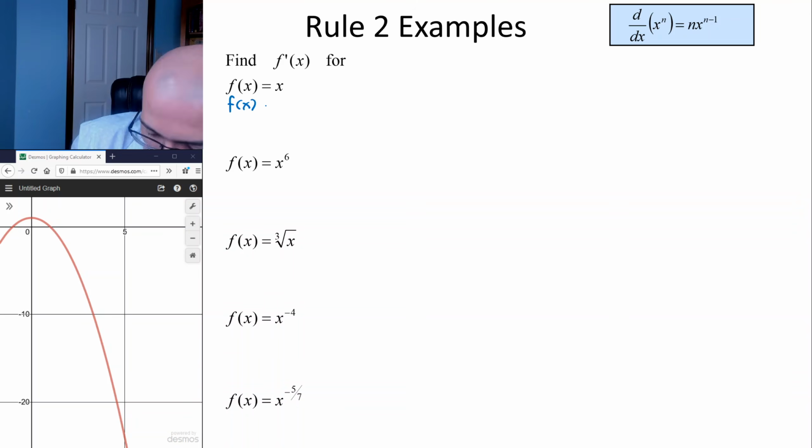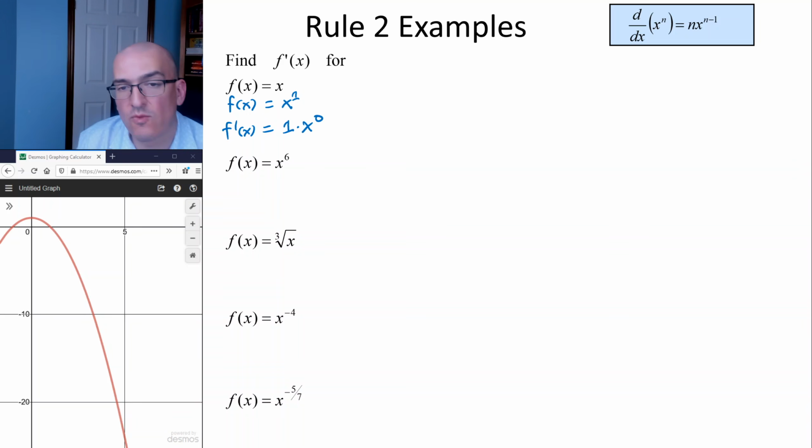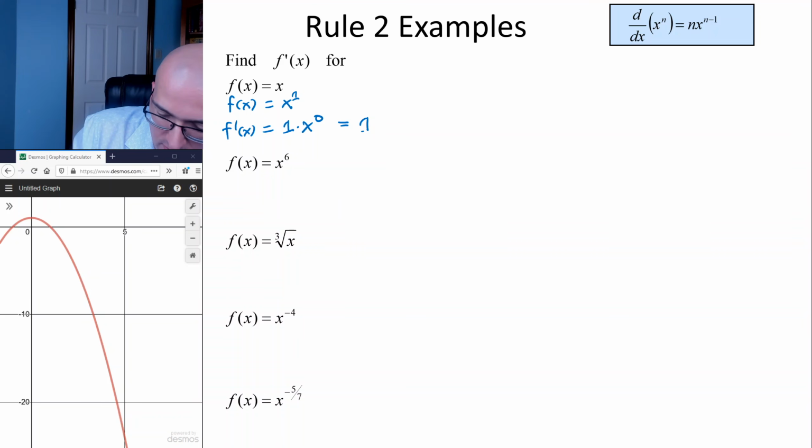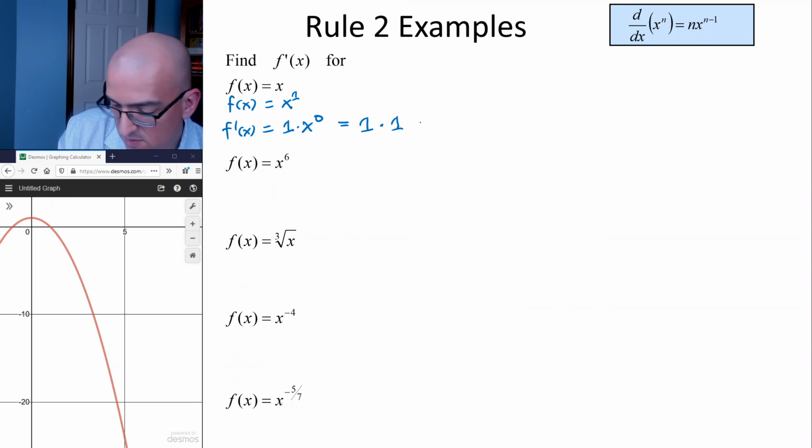So f of x is x to the power of 1. That means that f prime of x is 1 times x to the power of 1 minus 1. So 1 times x to the power of 0. 1 times 1, anything to the power of 0 is 1. So we get 1. 1 is our answer.